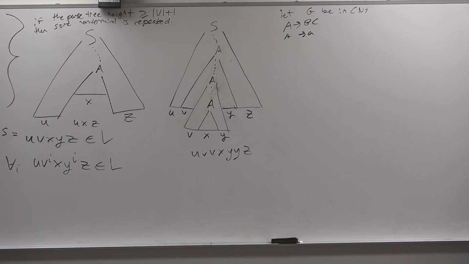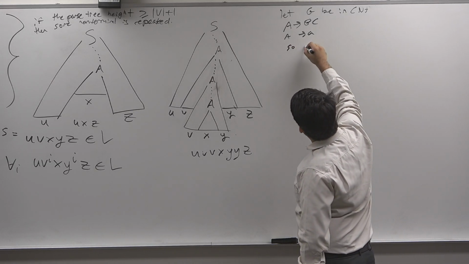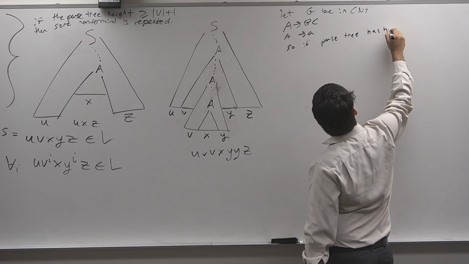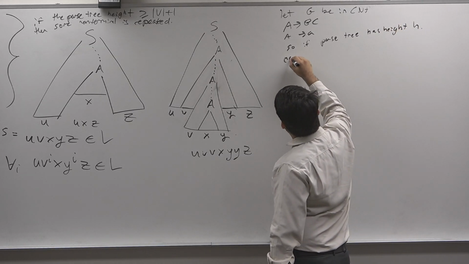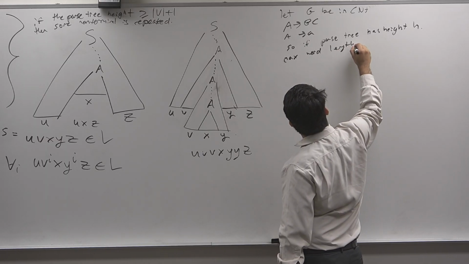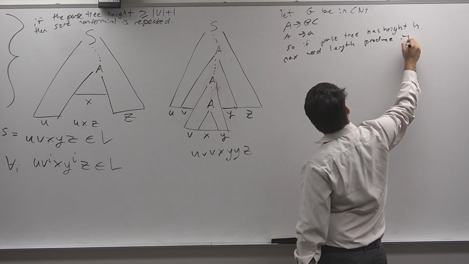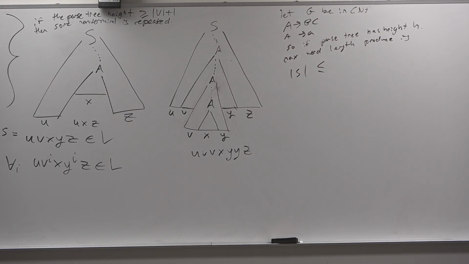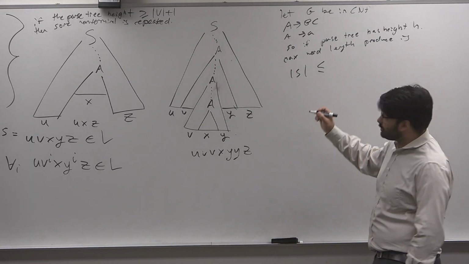If G is in Chomsky normal form, what can we say about the max length of the right-hand side? It's 2. So if the parse tree has height, let's say h, then the max word length it can produce is some s less than or equal to what? What is the largest string that can be produced by a parse tree, given that it has height exactly h? 2 to the h. Correct. I'm actually asking you, how many leaves does a binary tree have?